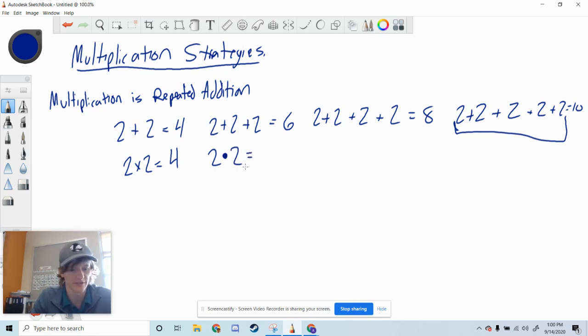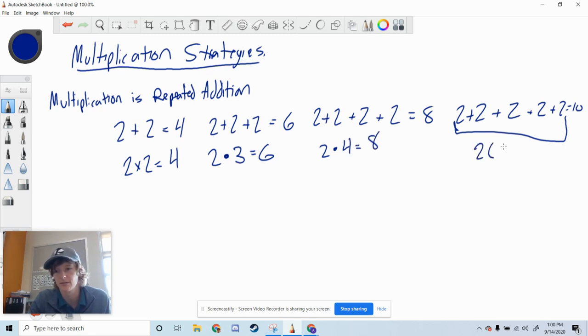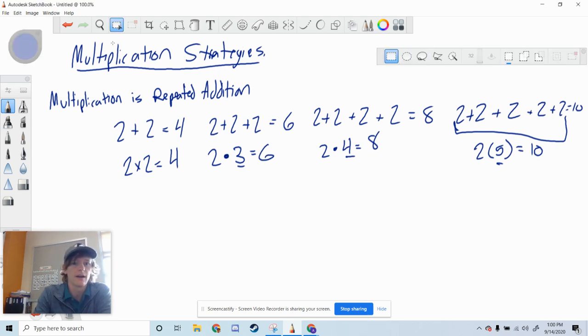Oh, and this one's actually 3, isn't it? Excuse me. 2 times 3 equals 6. Here we have 2 times 4 equals 8. And I'll use parentheses on this one. 2 times 5 equals 10. But with twos, you're just doubling that number. You double that number, double that number, double that number. Twos are pretty easy. Twos are pretty quick, right?